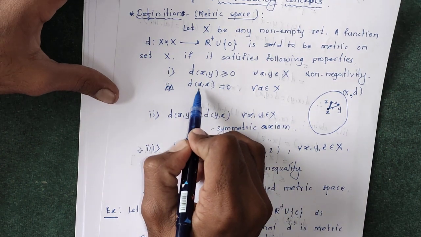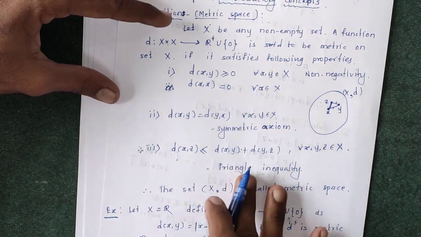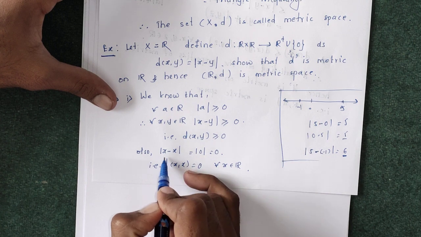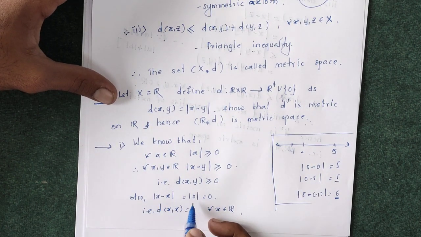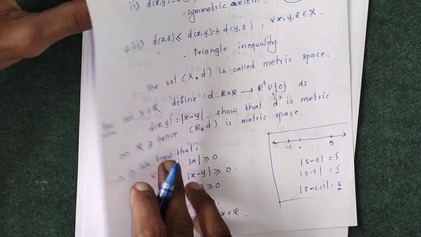we have the distance between x and x itself is equal to 0. That is clear, because the distance of x and x is defined as mod x minus x, and mod x minus x is 0, the modulus of 0 is 0. So the first property is satisfied.